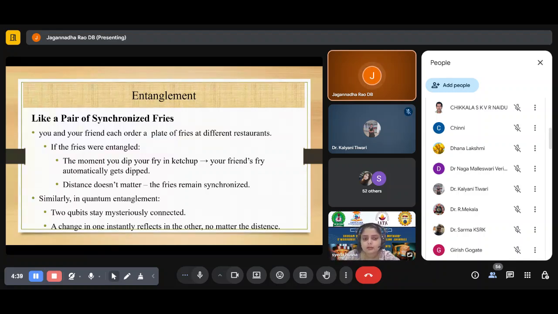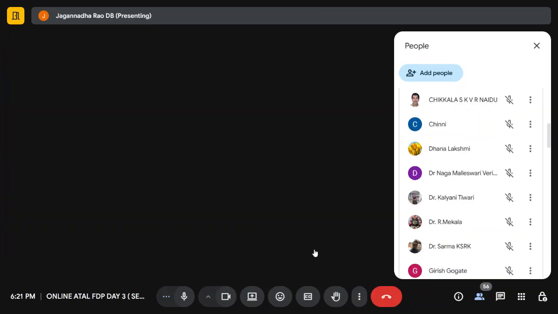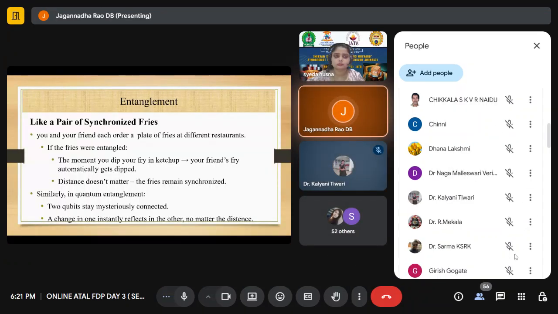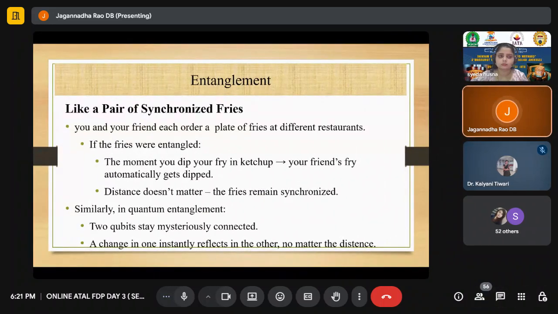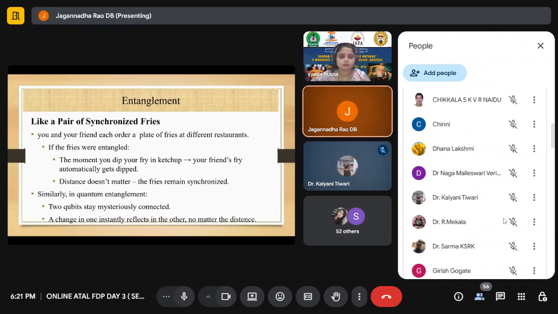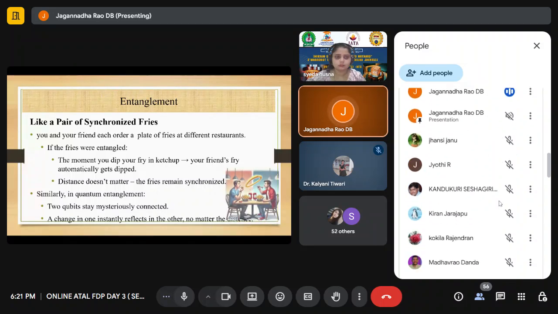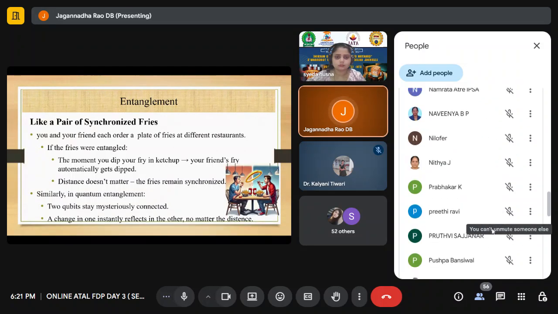It happens without any action from the friend; automatically the fries remain synchronized. Similarly, in quantum entanglement, two qubits stay mysteriously connected. A change in one is instantly reflected in the other, no matter the distance. This is entanglement. One more topic I need in this program is quantum measurement.